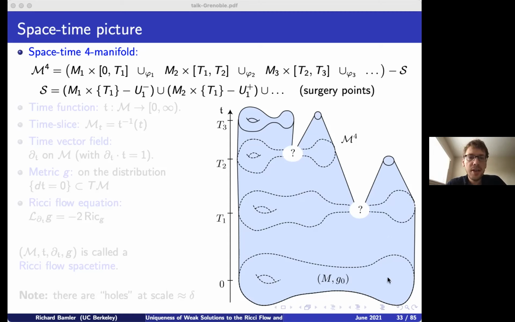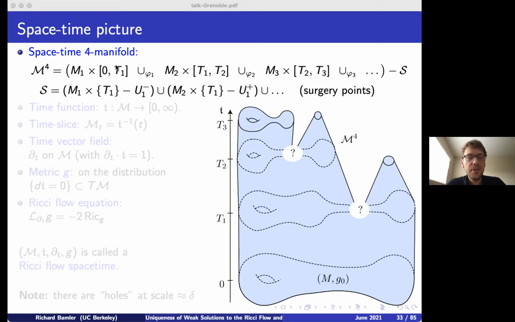So the way that I like to draw this is as some kind of four-manifold, a space-time four-manifold. And then at every surgery time, we have this kind of hole, right? It's just some incompleteness because we've removed the surgery points, so that this object is really a manifold.